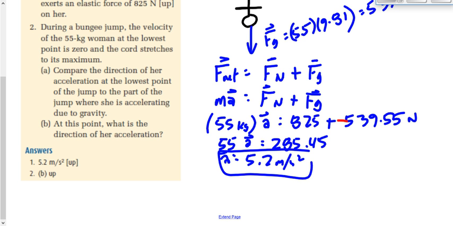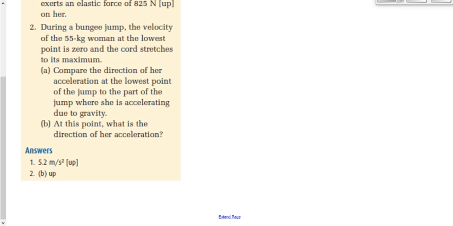All right, let's have a peek at question number 2 now. Number 2 says, during a bungee jump, the velocity of the 55 kilogram woman at the lowest point is 0 and the cord stretches to its maximum. Picture this, right? The lady is free falling. She's speeding up. She's accelerating at 9.81 meters per second squared as she falls downward. And then the cord begins to stretch. Now, as the cord begins to stretch, she starts accelerating upward.